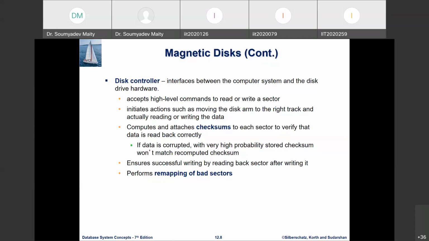And checksum: along with every sector, the disk controller also maintains the checksum corresponding to that sector, which is something like an error correction, error checking code. So if somehow accidentally some bits of the data get corrupted, then with a high probability the checksum will not match, and that is detected as a bad sector.